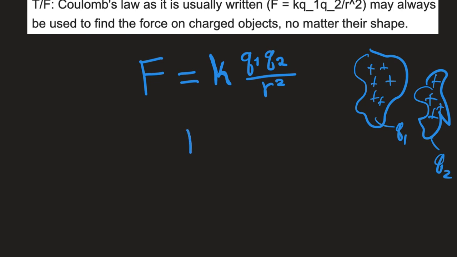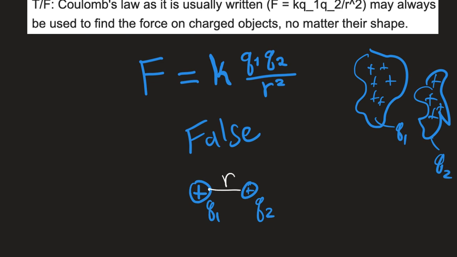So this is false. We can only use this equation right here in this form if we have point charges. So if these two are point charges, this is Q1 and this is Q2, at two points, and the distance between these two points is R, which is our R squared in the denominator there, then we can find the force on charge 1 given by charge 2 using this, or the force on charge 2 from charge 1 using this equation.